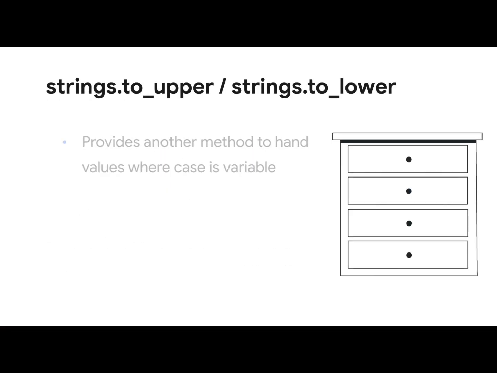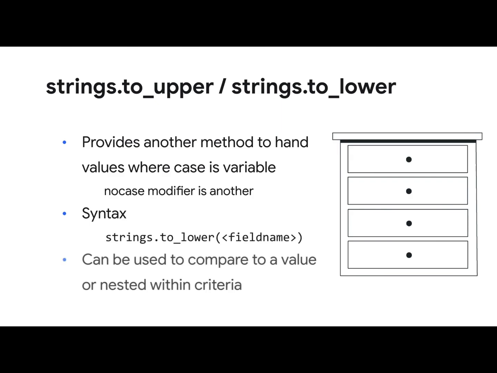The string functions toUpper and toLower provide us another method to work with values where case is variable. We've previously discussed the nocase modifier, but here we will put our functions and the modifier into practice. The syntax for our functions is strings.toUpper or toLower, followed by the field name prepended with the event variable. These functions can be used to compare a field to a value, or it can be nested as part of some additional criteria. Let's take a look at it in action.